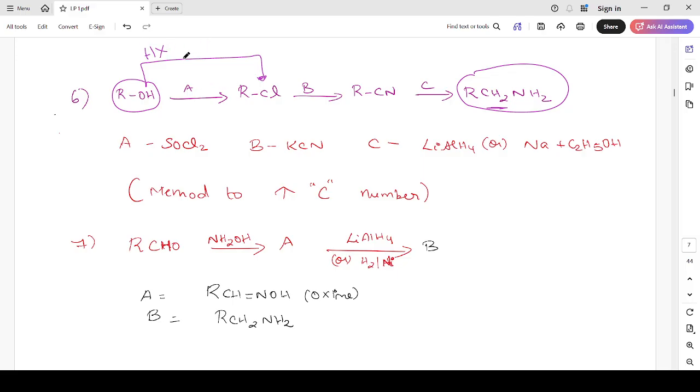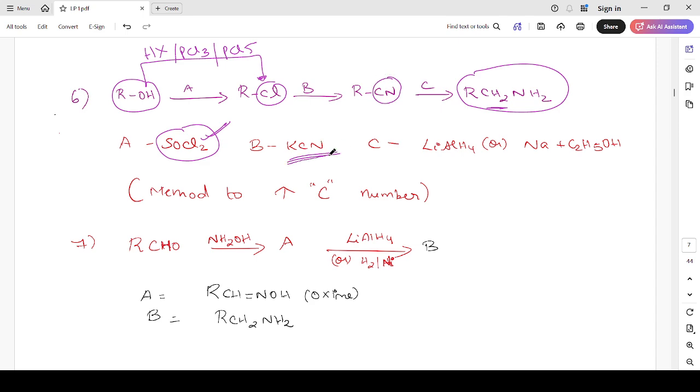I can use HX as well. I can use PCl3 as well. I can use PCl5 as well. But among them, the best method is using thionyl chloride. So I'm using thionyl chloride. You can see the Cl is getting converted into CN.